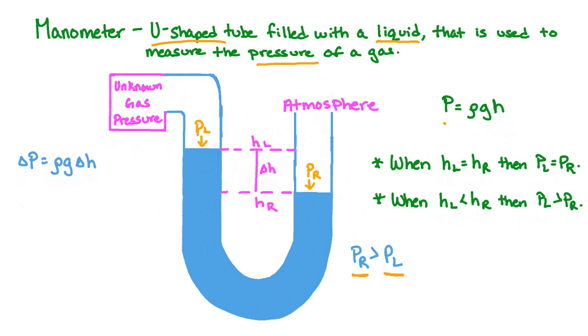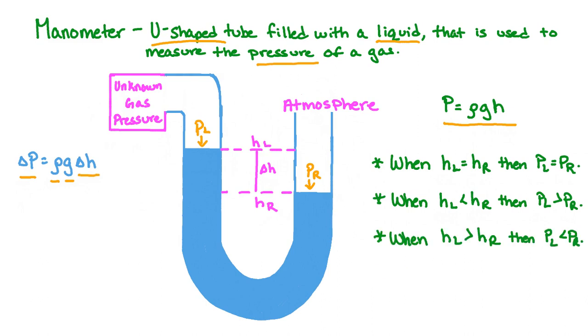Once again, we apply that the pressure in a liquid is equal to rho g h, and just as we saw last time, the difference in the pressure of the gases is equal to the density of the liquid times the acceleration due to gravity times the change in height of the liquid in each of the tubes. In general, when we have a manometer that is filled with a liquid that is the same throughout, and the height of the liquid in the left tube is greater than the height of the liquid in the right tube, then we can say that the pressure of the gas attached to the left tube is less than the pressure of the gas attached to the right tube.